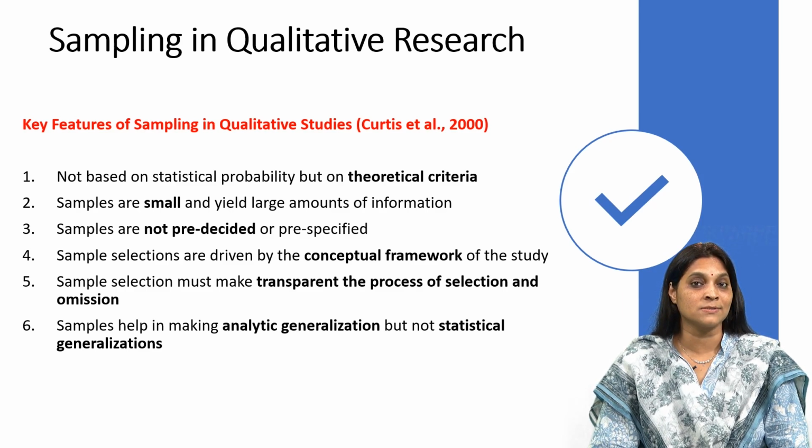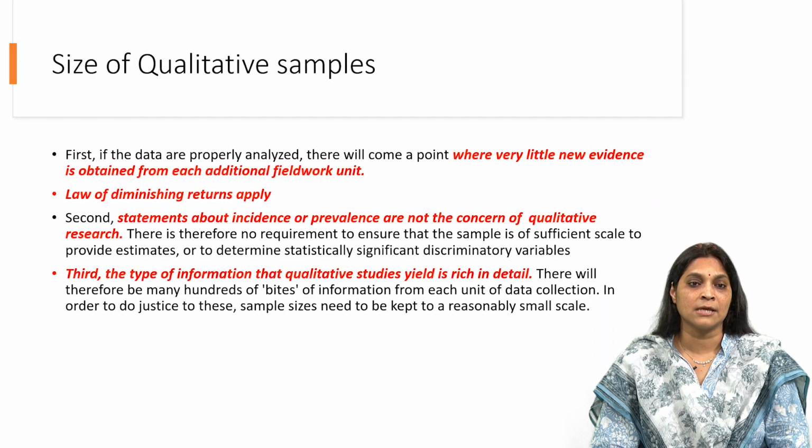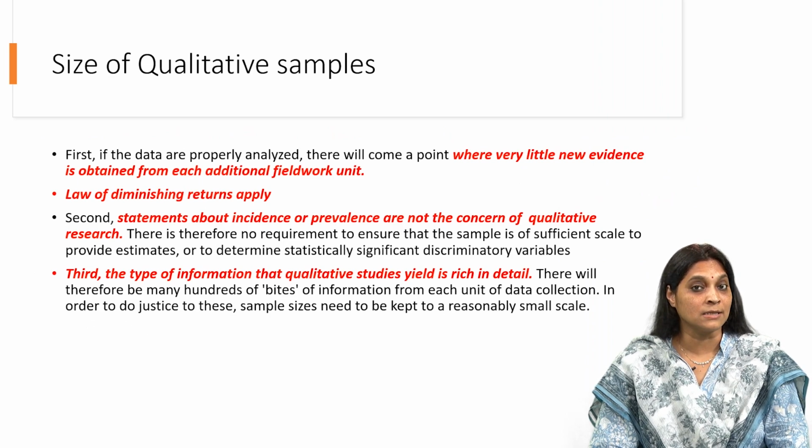Now, coming to the size of qualitative samples, what are the key features here? First, if the data are properly analyzed, there will come a point where very little new evidence is obtained from each additional fieldwork unit. And what is the meaning of each additional fieldwork unit? It is the unit of analysis. For example, our unit of analysis is an Indian team member. So each additional Indian team member will not give very many new bits and pieces of evidence if we have made our data collection process and sampling techniques very clear from the beginning.